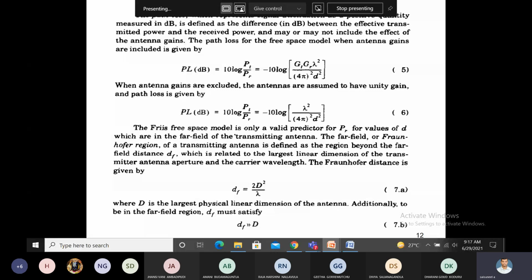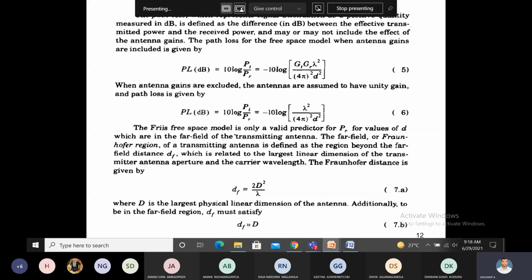How to calculate path loss in general. The path loss is equal to PT minus PR in general: transmitted power minus received power. Suppose the path loss is calculated in terms of dB, which is equal to 10 log PT by PR. In terms of dB, you know the relation between PR and PT based upon the free space equation, which is equal to minus 10 log GT GR lambda square by 4 pi square D square. That is the path loss calculation.